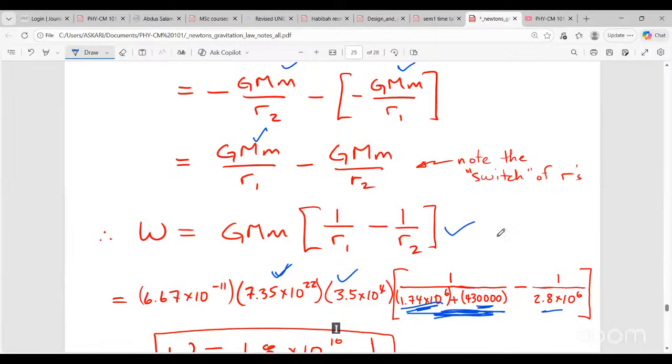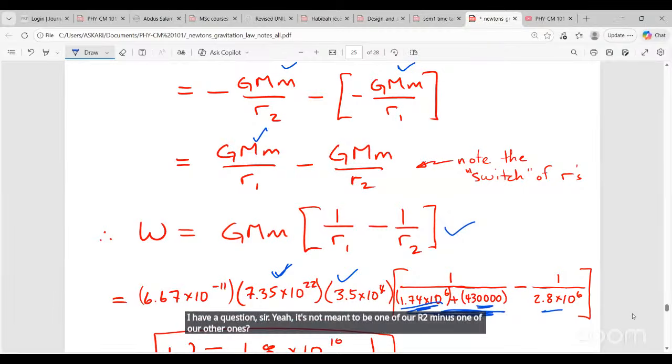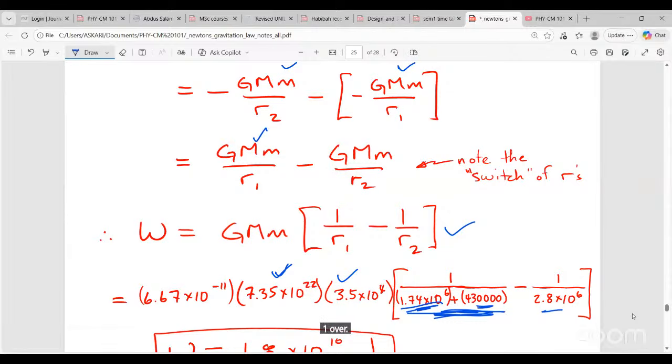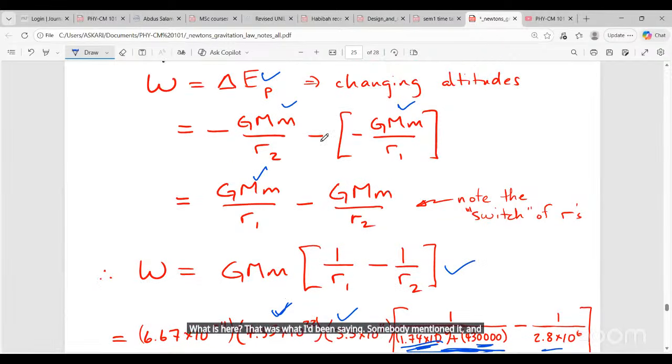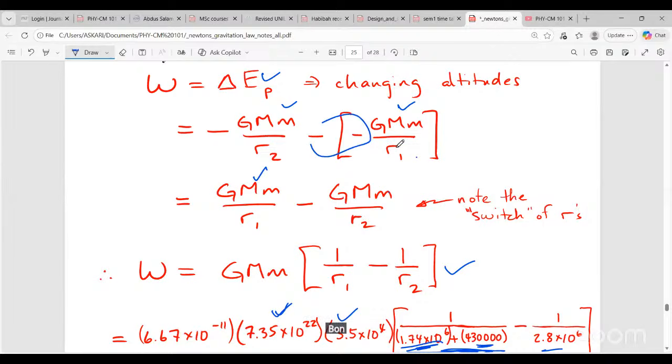I have a question, sir. What's your question? Is it not meant to be 1 over R2 minus 1 over R1? That was what I've been saying. Because it's a potential, it has a negative sign. So if you are subtracting them, this becomes plus. So the R1 will lead. Thank you, sir. I understand now, sir.